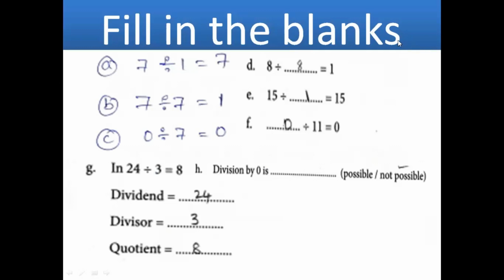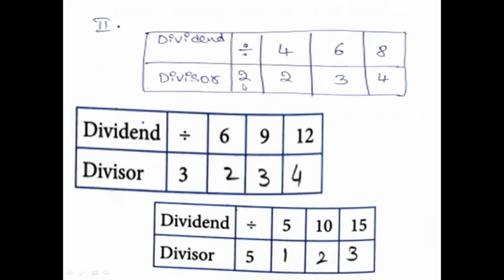Fill in the blanks. 7 divided by 1 is equal to 7. 7 divided by 7 is equal to 1. 7 ones are 7. 0 divided by 7 is equal to 0. Dividend 4 divided by 2: 2 ones are 2, 2 twos are 4. 2 is quotient.